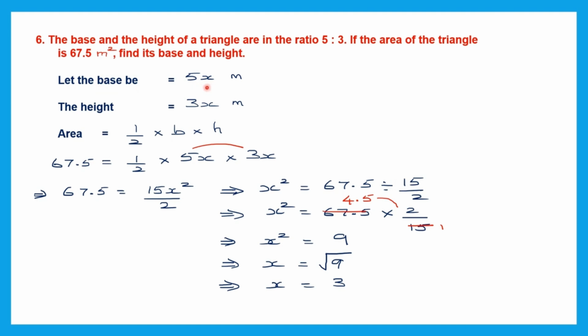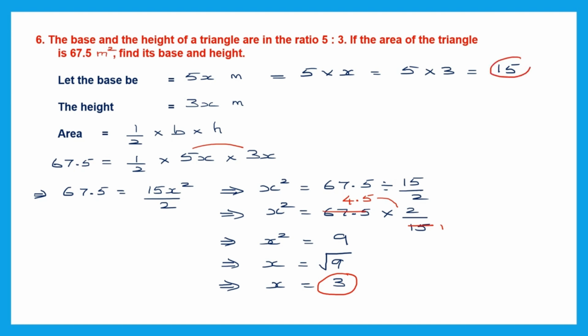So in the place of x, we're going to put 3 because we found that x is equal to 3. So let's do that here. So let the base be 5x, we said. That means 5 into x, which is 5 into 3. 5 3s are 15. So this is the base.